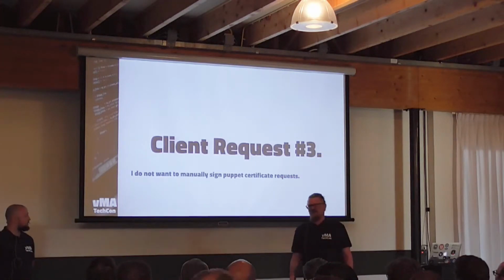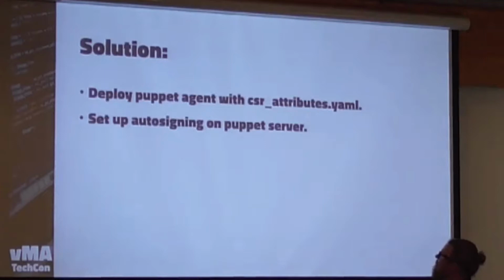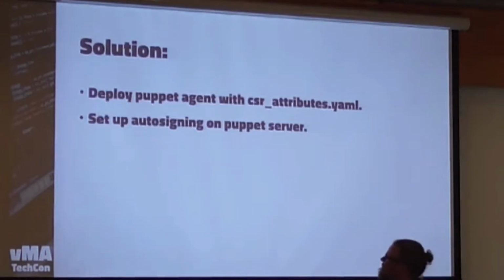We don't want to do that, right? We want to automate that stuff. So that's the third request. I don't want to manually sign Puppet certificate requests. So that makes sense. This sounds a little easy, but it's actually kind of complicated.